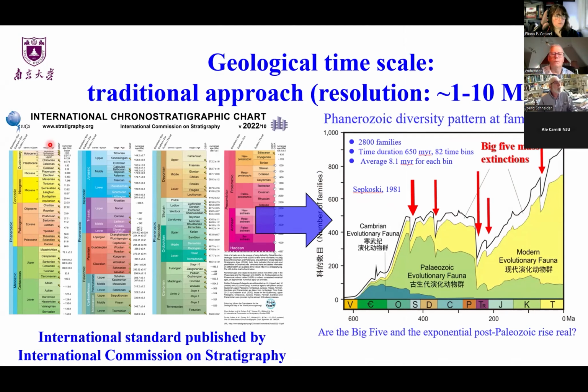One important product from that is the Paleozoic diversity pattern published by Sepkoski in 1981. You can see that there are the big five mass extinctions and also two major radiations in the past 600 million years. But because of the resolution of the geological time scale, the resolution of the diversity pattern on the right is also about 8 to 10 million years, because the global stratigraphic correlation resolution is quite low.